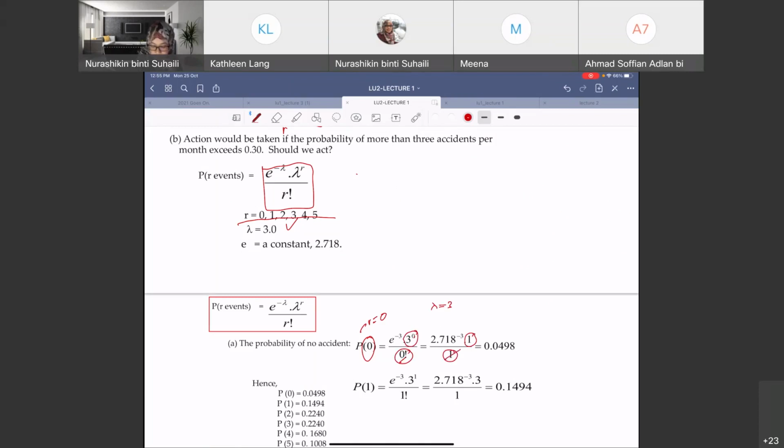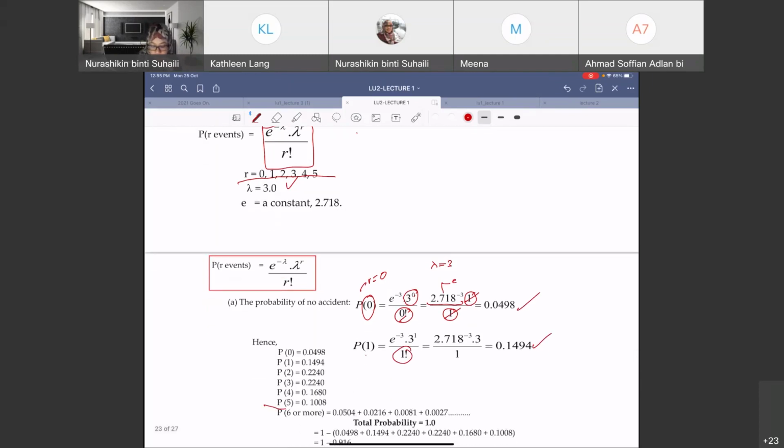Okay, so at the end, you just have to solve this term, right? 2.718 is the value of E. When you insert it in the calculator, you can just go for E to the power of minus 3. So you got this value for R equal to 0. For R equal to 1, you do the same, but just substitute the value of R into the formula, and you get this value, until you reach 5. Each of those has its own probability value.